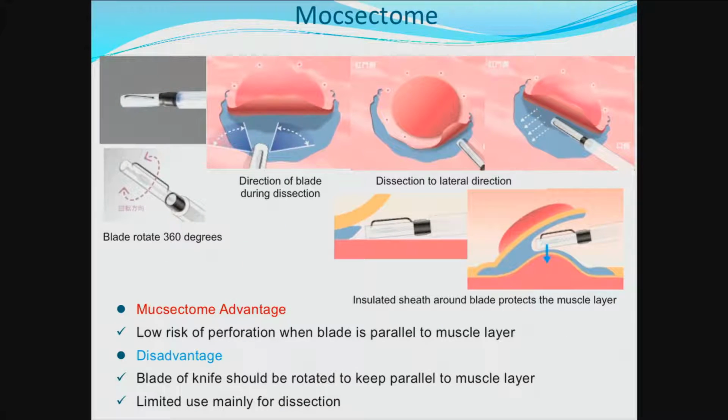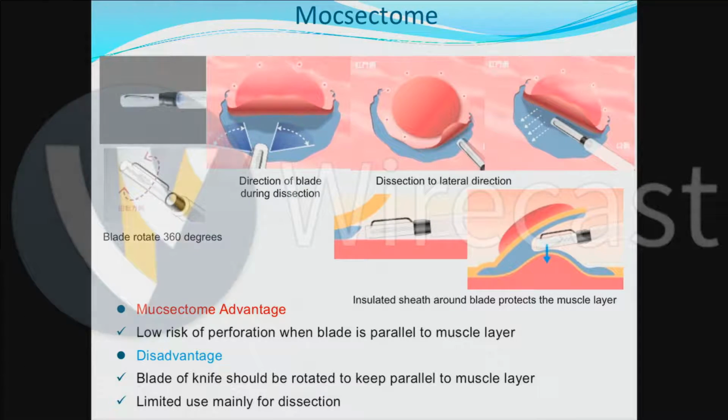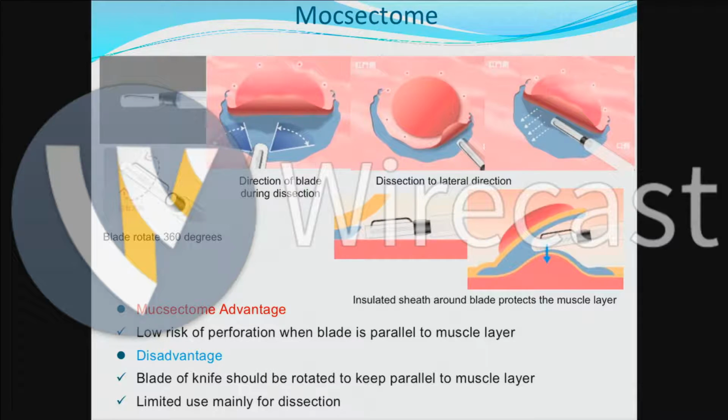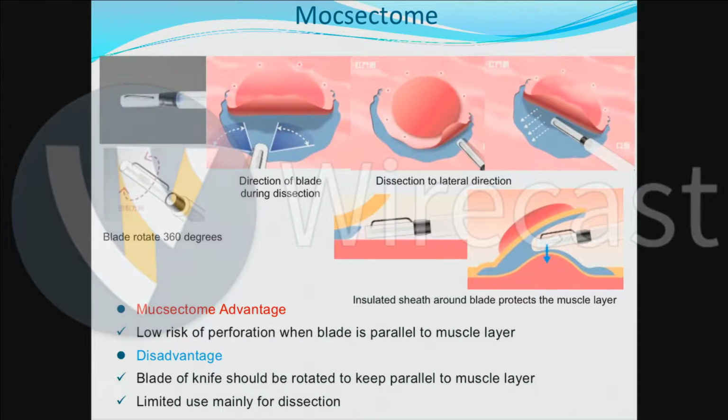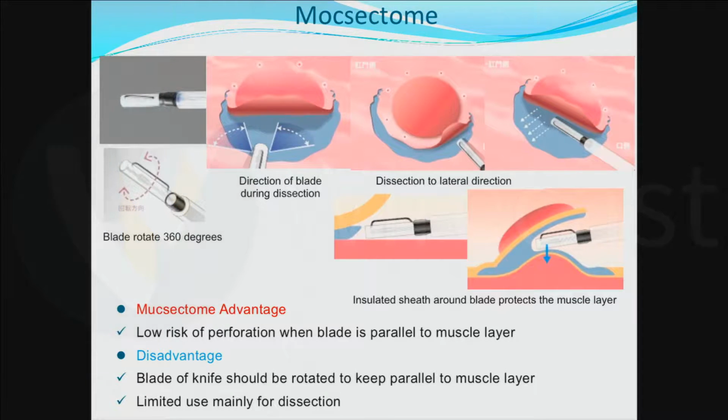It's very useful. The Mucosectome has a blade on the lateral side of an insulated cyst, and the insulated cyst around the blade protects the muscle layer, and it has low risk of perforation when the blade is parallel to the muscle layer. But the blade of the knife should be rotated to keep parallel to the muscle layer, and it has limited use mainly for dissection.